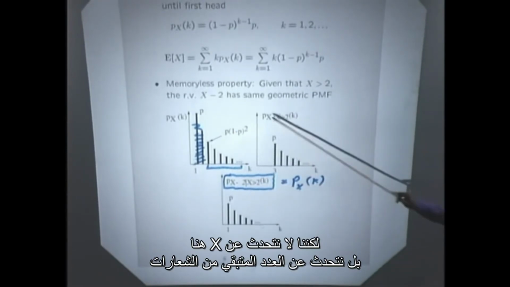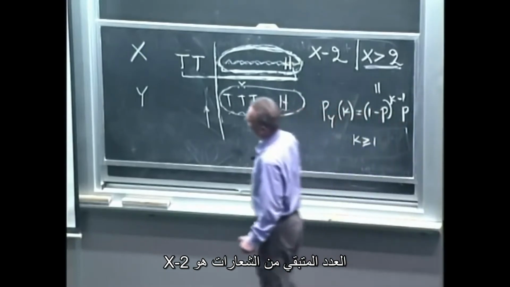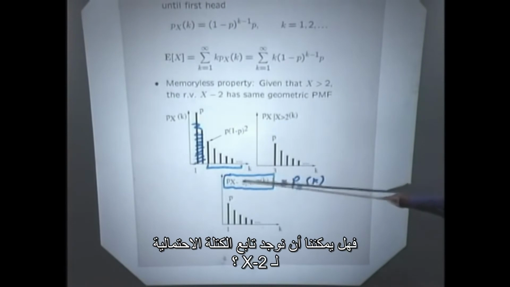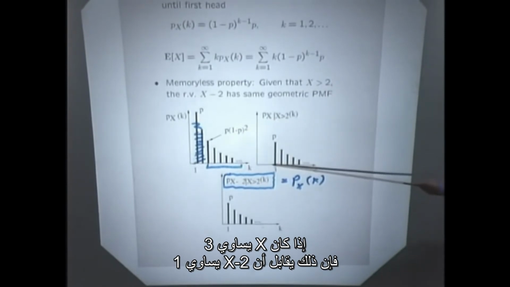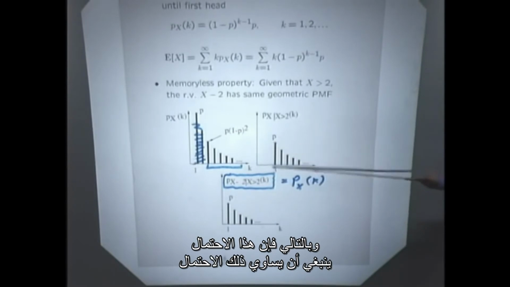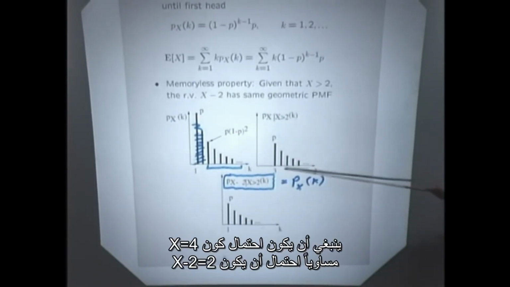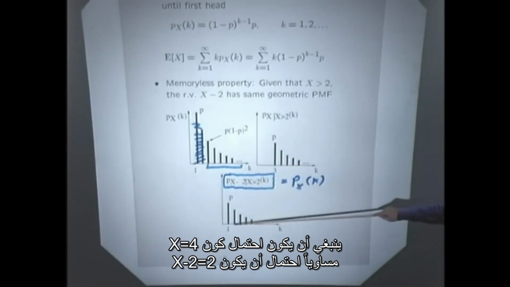But we're talking here not about x, we're talking about the remaining number of flips. The remaining number of flips is x minus 2. If we have the PMF of x, can we find the PMF of x minus 2? Well, if x is equal to 3, that corresponds to x minus 2 being equal to 1. So this probability here should be equal to that probability. The probability that x is equal to 4 should be the same as the probability that x minus 2 is equal to 2.